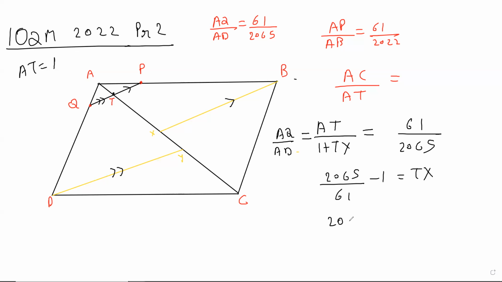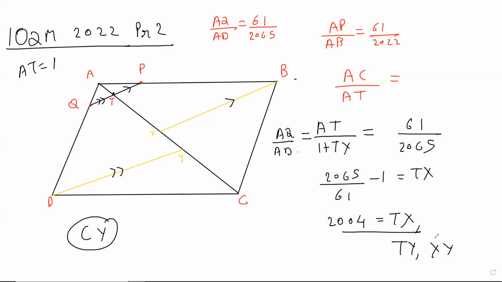Should I do the calculations or not? I don't know, but let's do it. And similarly, we can find TY, and then we can find XY, right? So all these things we can find. Now we just need to relate these things with CY. So TX you can find, and similarly TY, XY. So all that is fine. Any ideas on CY?